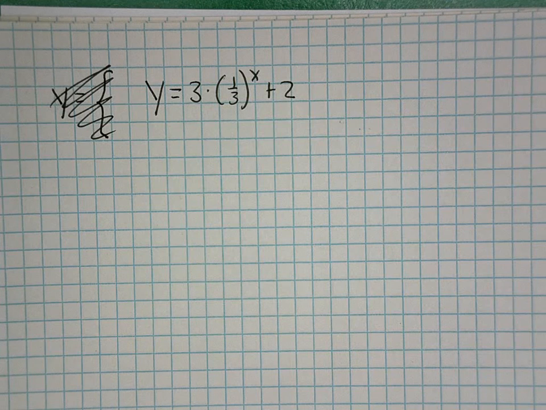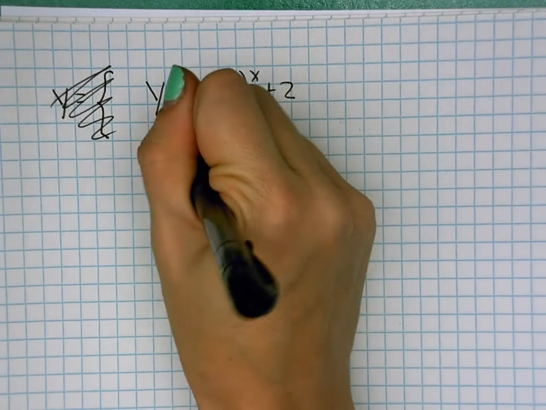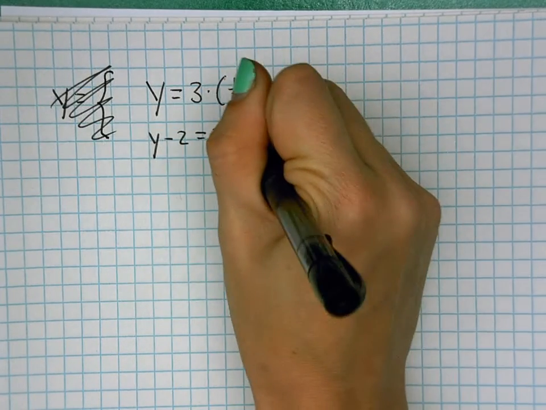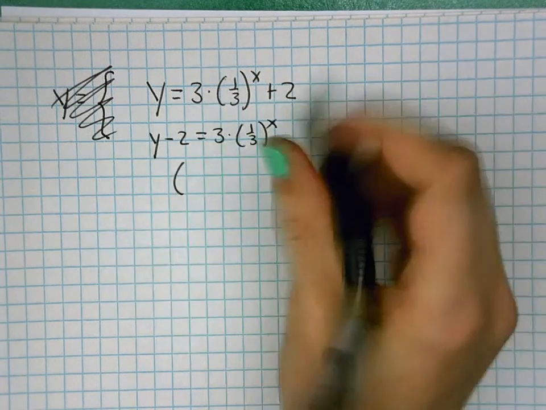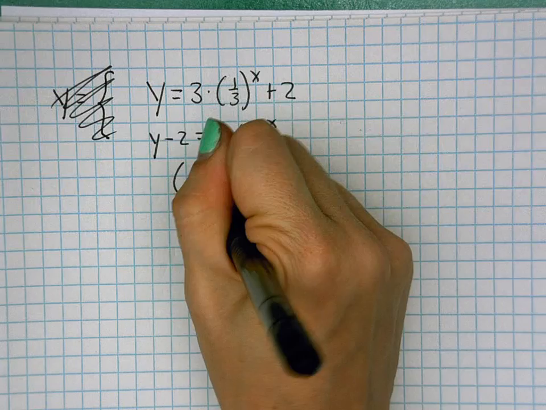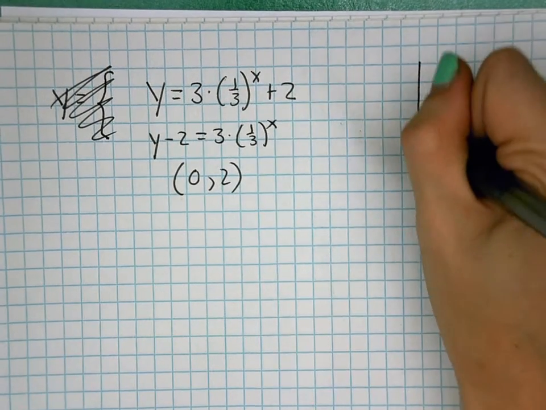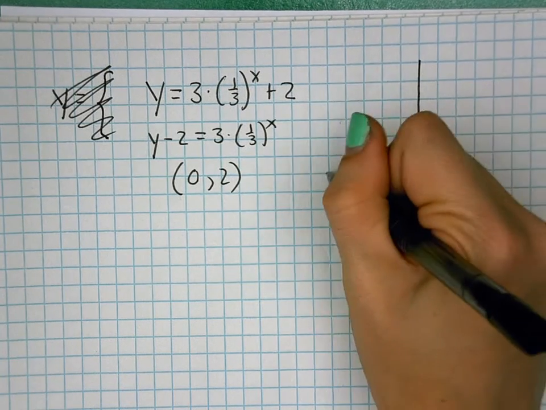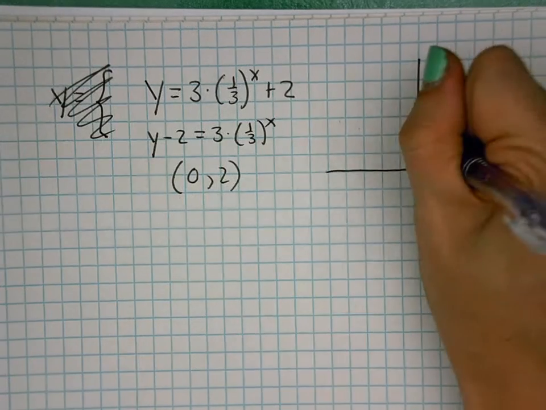Okay, here we go. Descriptive form, subtract this 2 to the other side. 3 times 1/3 to the x. Pulling out my initial point, x is 0, y is +2. That's my asymptote. Okay? And so we are here. So my asymptote is at 0, 2.